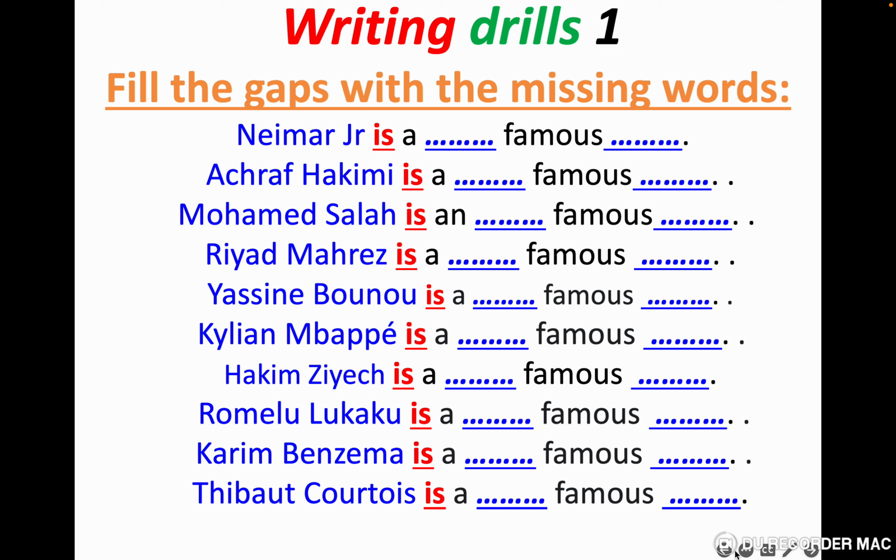Mohamed Salah is a famous, nationality and job. Riyad Mahrez is a famous. Yassine Bono is a famous. Kylian Mbappe is a famous. Hakim Ziyech is a famous. Romelu Lukaku is a famous. Karim Benzema is a famous. And Thibaut Courtois is a famous. So you need to write their nationality and their jobs. Let's go to the next slide.